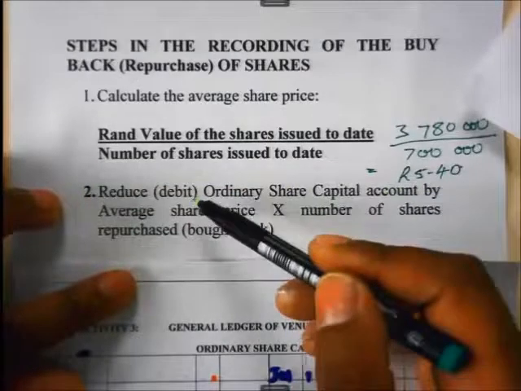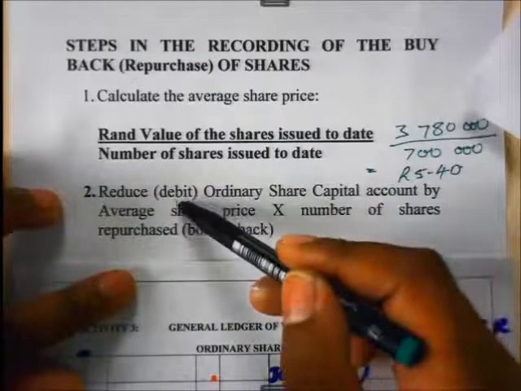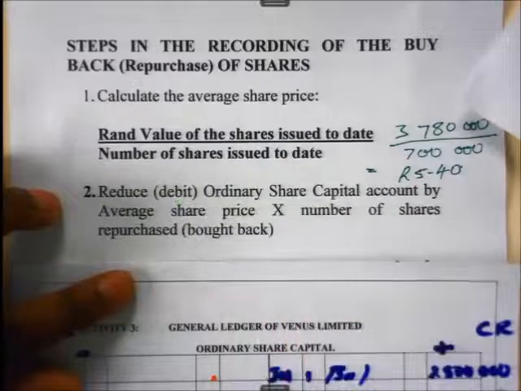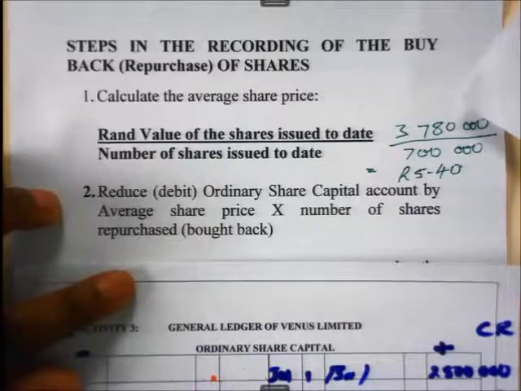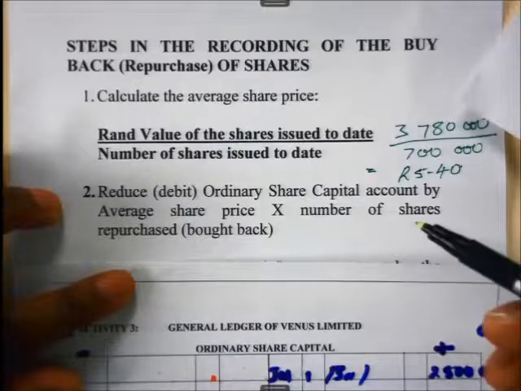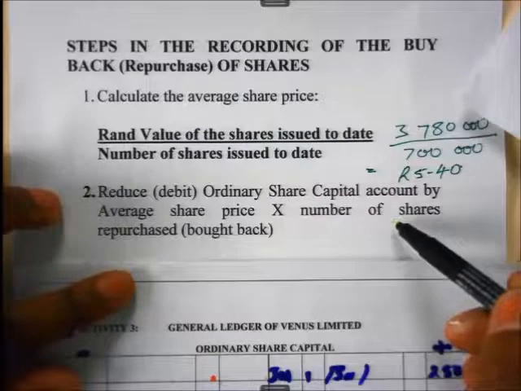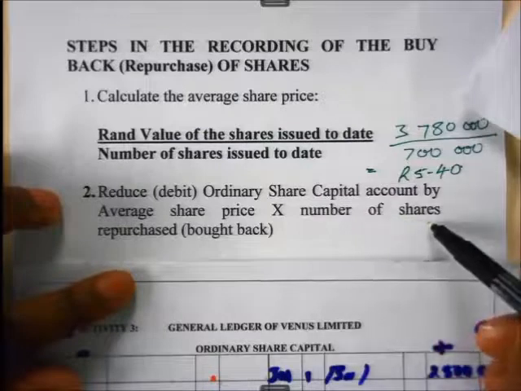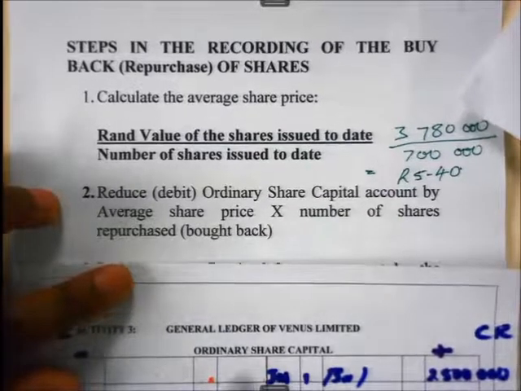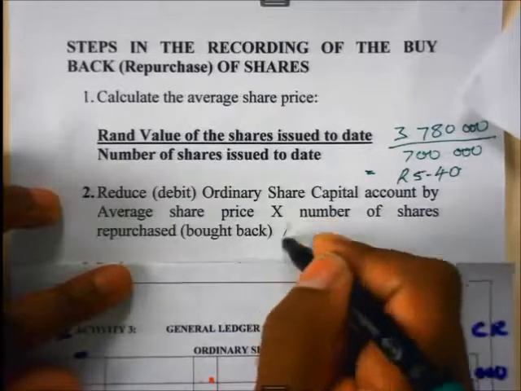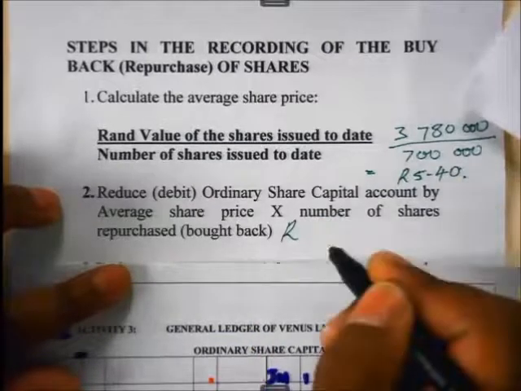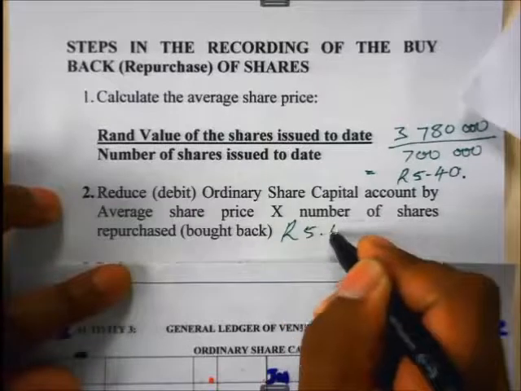When you reduce the ordinary share capital, it means you must debit it, because the share capital account has a credit balance. If you reduce it, you must make an entry on the opposite side of the account. You reduce it by the average share price multiplied by the number of shares being repurchased. Now, what is our average share price? We have just calculated it. It is 5 rand 40.